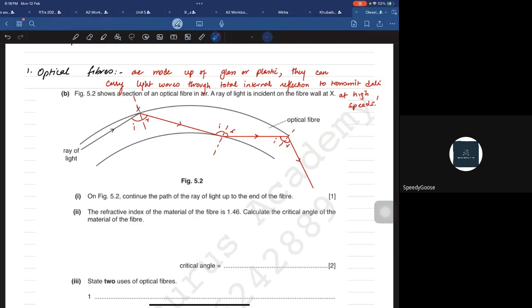Now, the next thing is that we want to find the critical angle of this material. Can you help me find this, please? For 3.2?